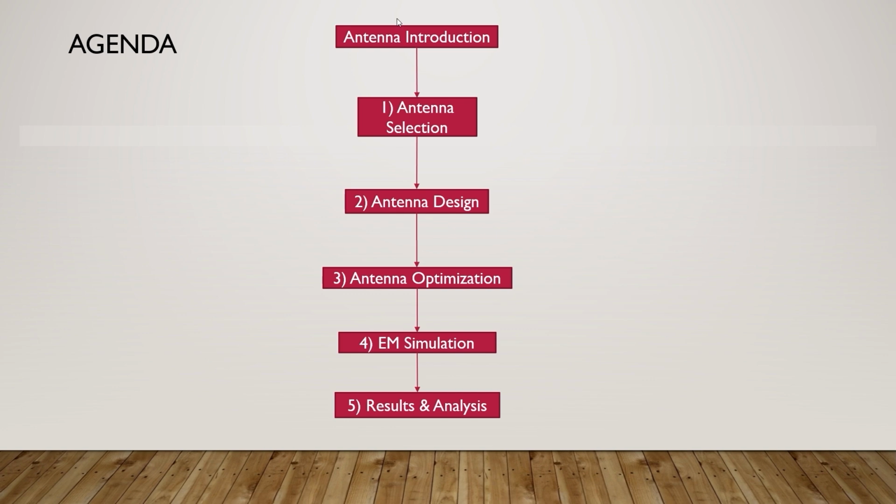This is a 4-part tutorial. In tutorial 19, we will cover antenna introduction. In tutorial 20, we will cover antenna selection, design and optimization part 1. In tutorial 21, we will cover antenna optimization part 2. In the last tutorial, tutorial 22, we will cover antenna optimization part 3, antenna EM simulation and results and analysis. Let's continue with tutorial 19.